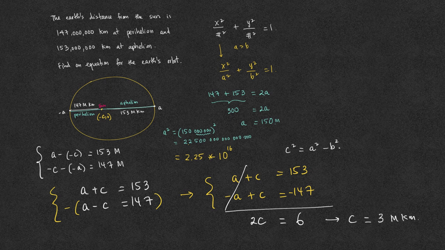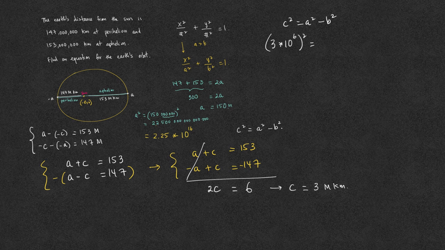Now that we have c, we then use the equation c squared equals a squared minus b squared to find b. We have c, which is 3 million. We must be careful when we square the number here. 3 million is 3 times 10 to the 6th, and we square this. A, we found it. It was 150 million, and we square this minus b squared.